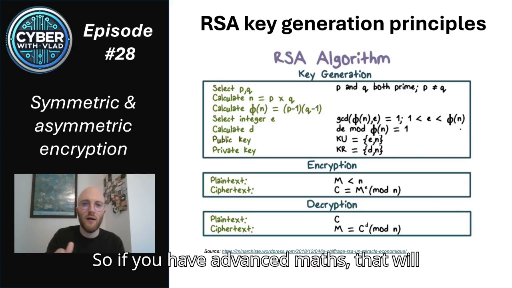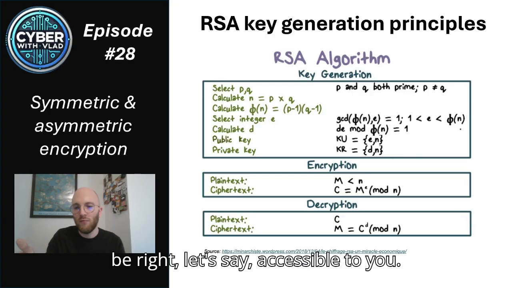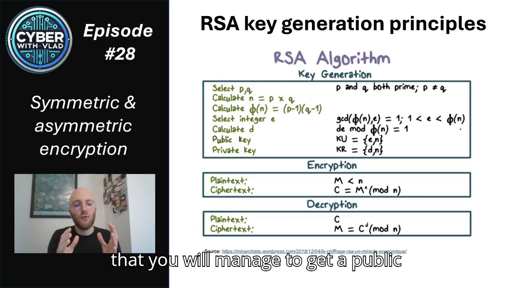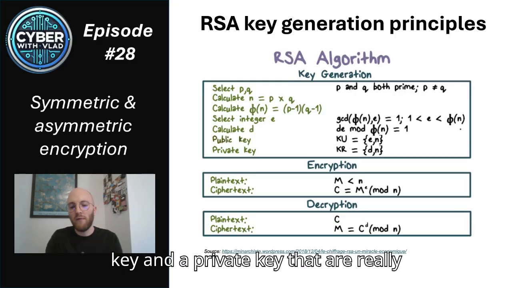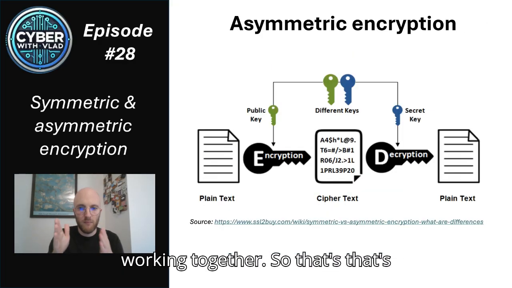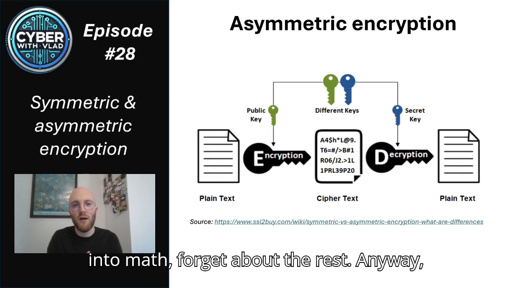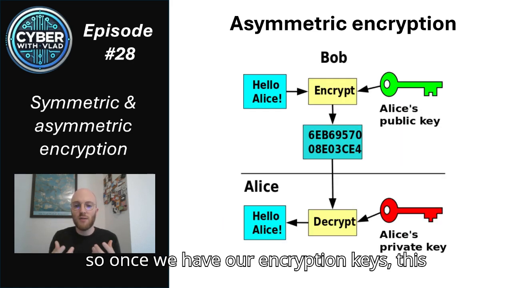If you have advanced maths, that will be accessible to you. If not, don't worry about it. The idea is that you will manage to get a public key and a private key that are really working together. So that's our assumption. If you're not too much into math, forget about the rest. Anyway, once we have our encryption keys, this is how they work.